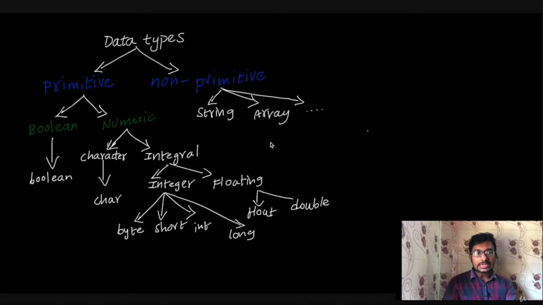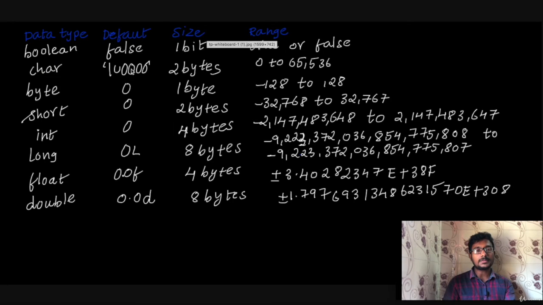about the data types which are present in Java. Data types are broadly classified into two types. One is primitive data types and another one is non-primitive data types. In this video we are trying to focus only on primitive data types, and we will try to discuss in a detailed manner about the primitive data types using some examples, some use cases.